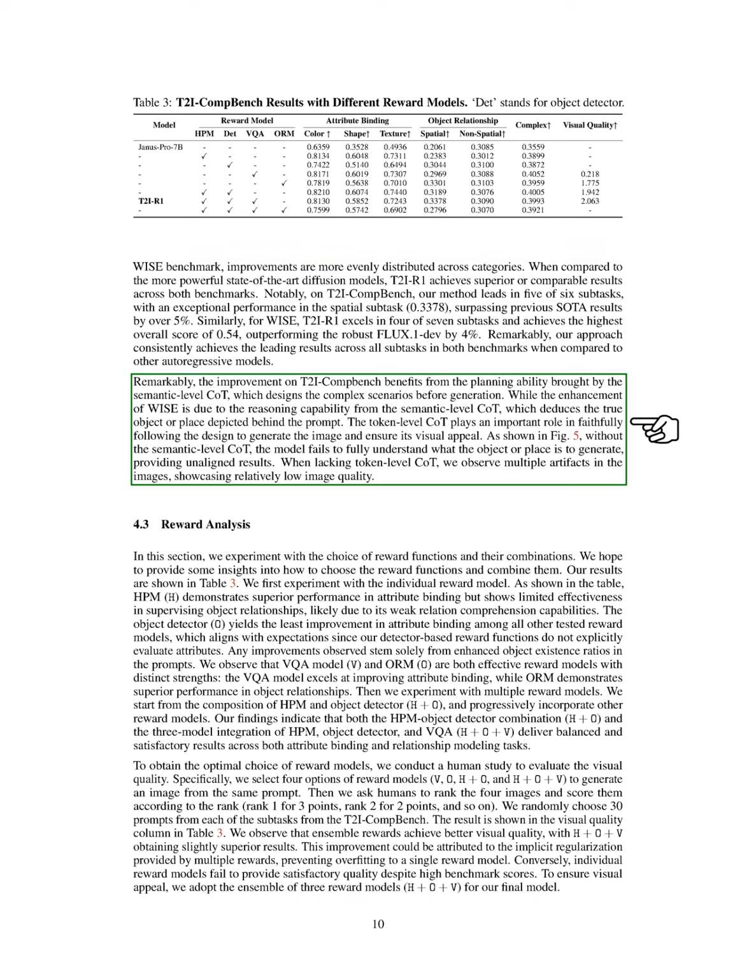Our improvements on T2I Comp Bench stem from the planning capabilities of the semantic-level chain of thought, CoT, which helps design complex scenarios before image generation. The enhancements on WISE arise from the reasoning abilities of the semantic-level CoT, which deduces the true object or location described in the prompt. The token-level CoT is crucial for accurately following the design to create visually appealing images.